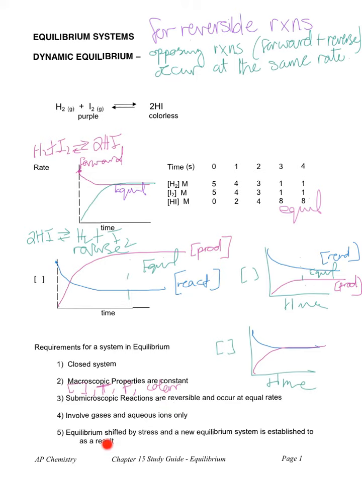And then equilibrium is shifted by stress, and a new equilibrium system is established as a result. If you remember, this is Le Chatelier's principle, which we'll talk about a little bit later. But basically, if you were to change any of these macroscopic properties, then you've disturbed equilibrium. You're no longer at equilibrium, but the reaction will shift in a way in order to reach a new equilibrium and establish a new equilibrium.